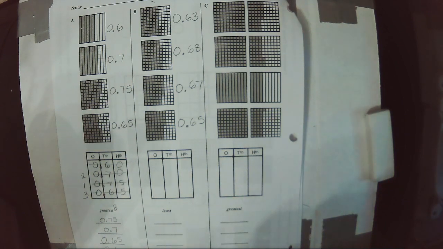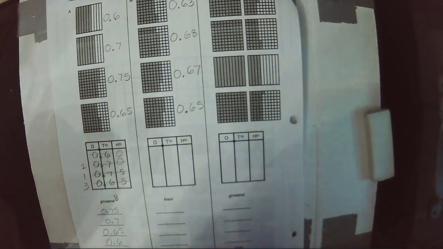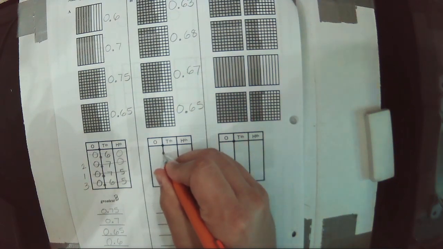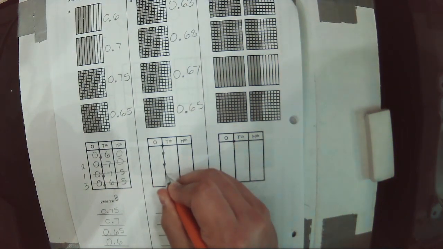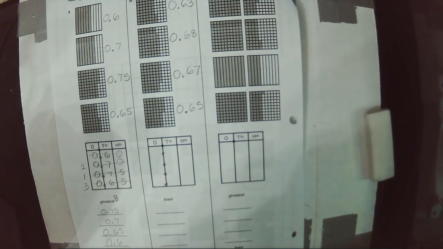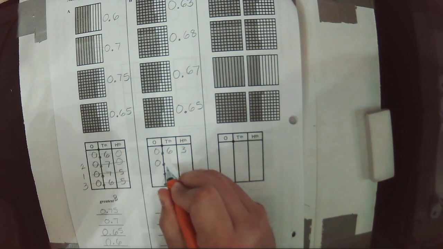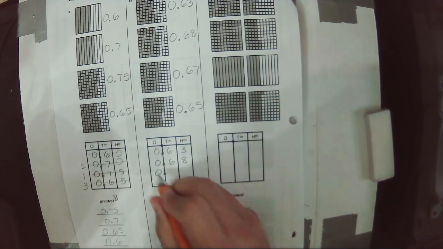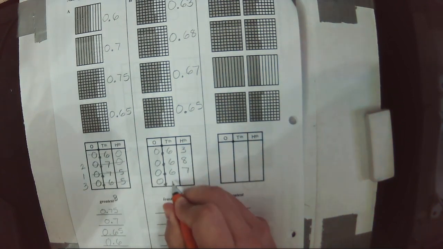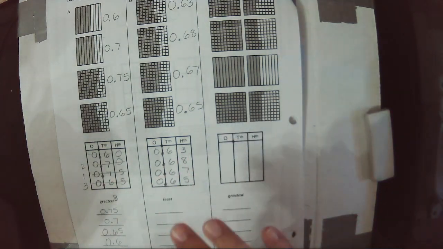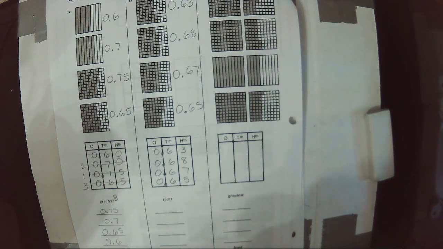Okay. Let's put them in our place value chart. I'm going to start by lining up the decimals. I have four numbers, so four decimals. 0.63, 0.68, 0.67, 0.65. Let's take a moment to appreciate that. Look, everything's all lined up. There's no empty spaces. So that's very nice.